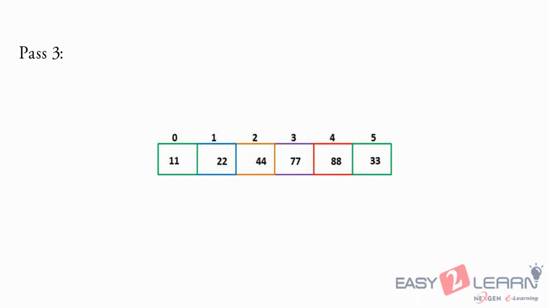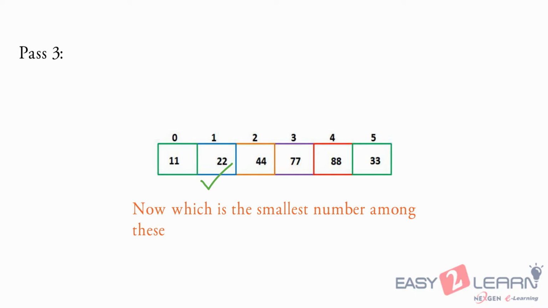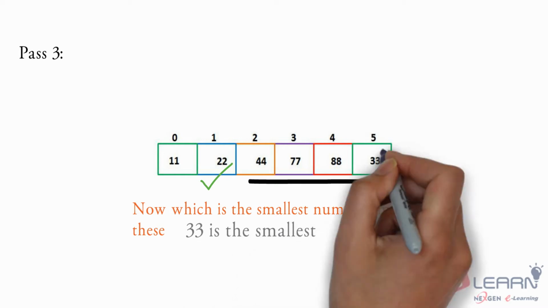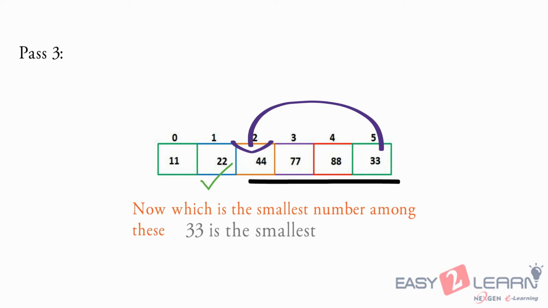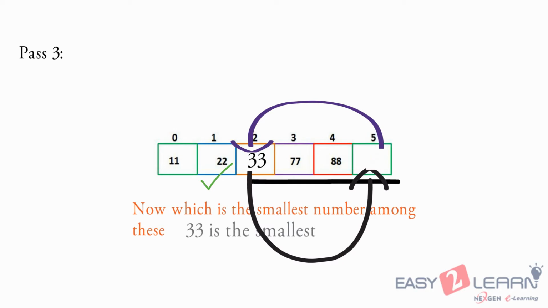Now we are left out with 4 elements. In pass 3, in the remaining elements, which is the smallest? Yes, 33 is the smallest. So I will replace 33 in position 2 and the value in position 2 will be kept in the place of 33. Right.